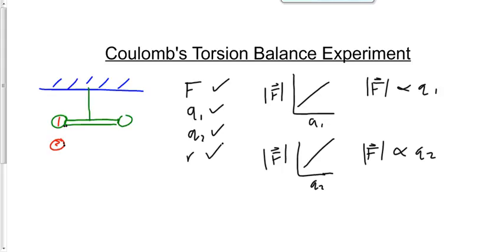Then he does one final experiment where he manipulates the value of R and sees how F responds to that. Keeps Q1 and Q2 constant through this experiment. He plots that graph and it looks like this. That gives him a relationship that's different from the above ones. F is related this time not to Q1 or Q2 or R, but rather to the inverse of the square of R. F is inversely related to the square of R.